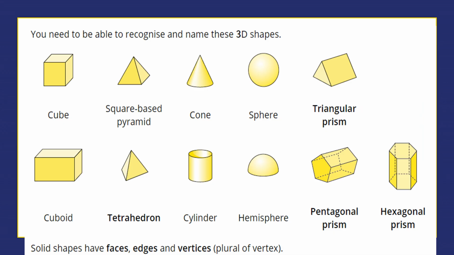Okay? So these are some of the 3D shapes we have. You need to be able to recognize and name these 3D shapes. So we have cube, cuboid, square base pyramid, tetrahedron, cone, cylinder, sphere, hemisphere, triangular prism, pentagonal prism, and hexagonal prism.